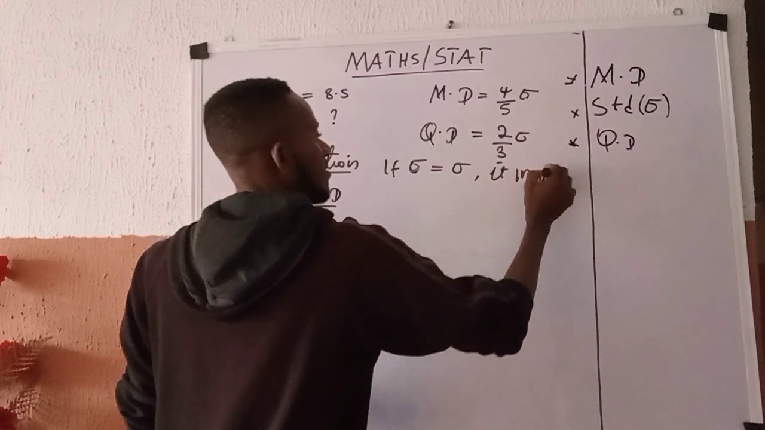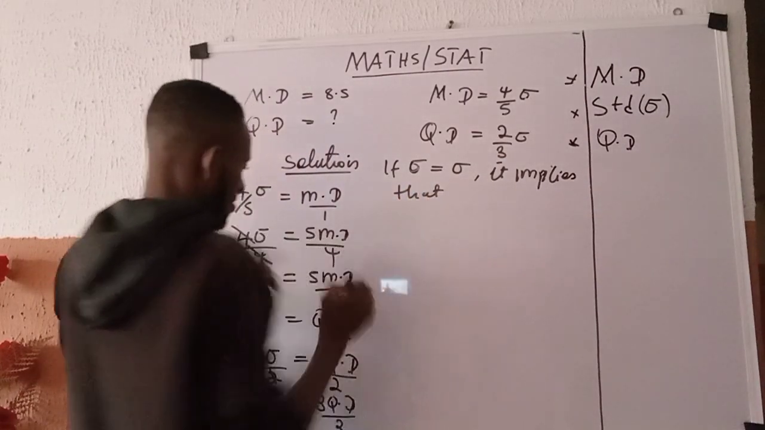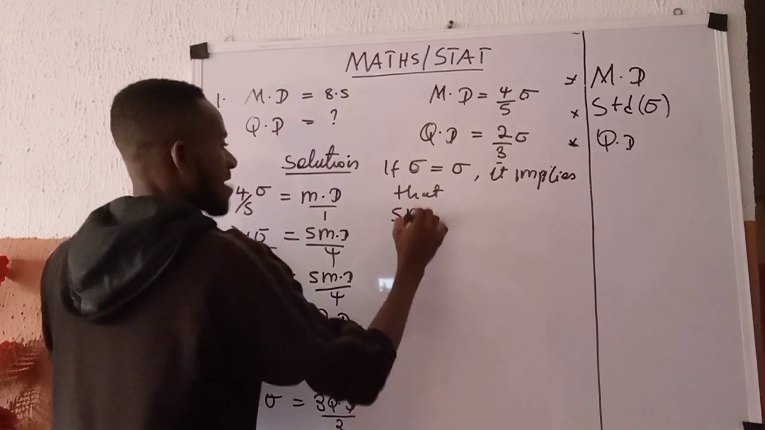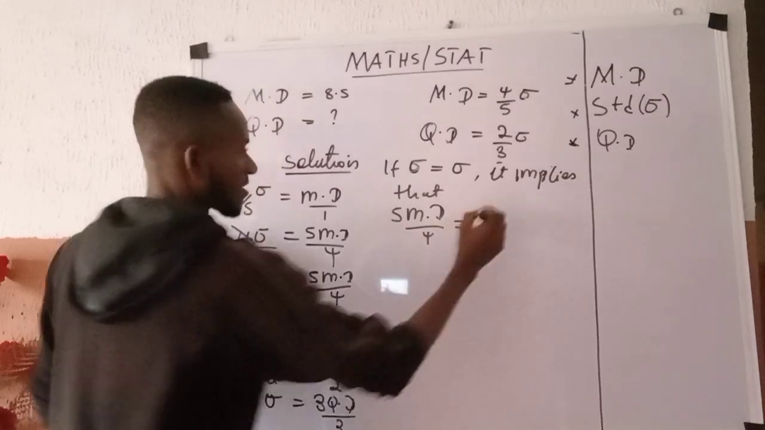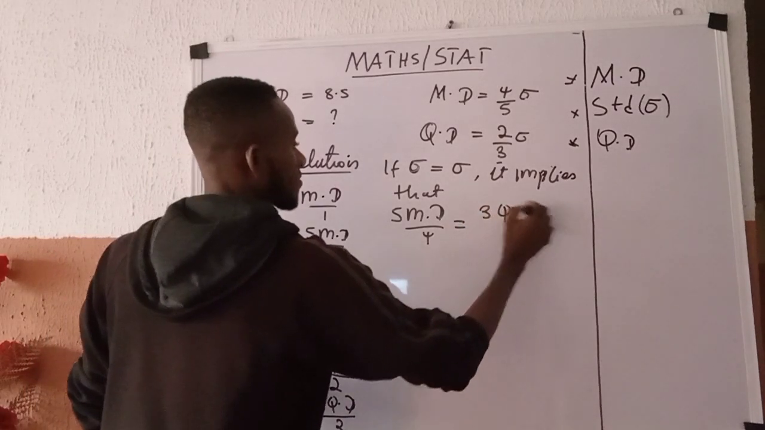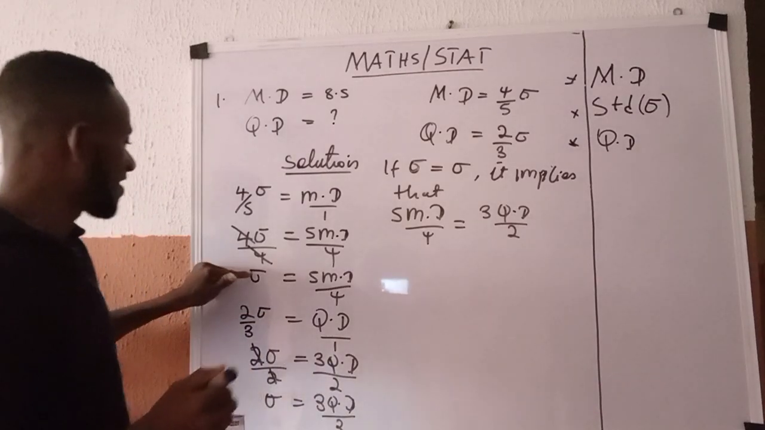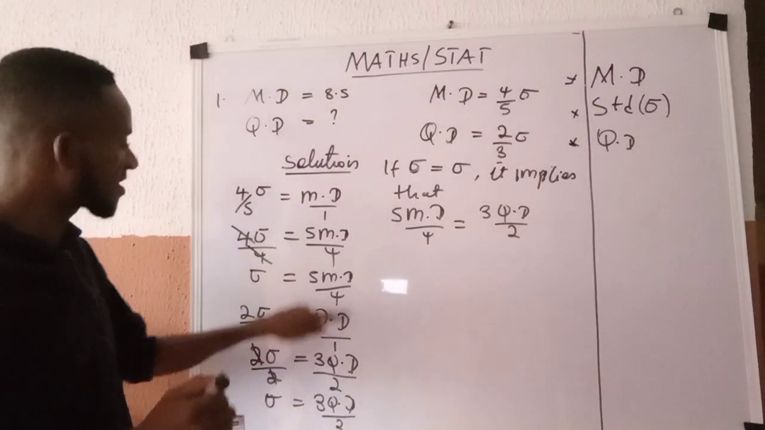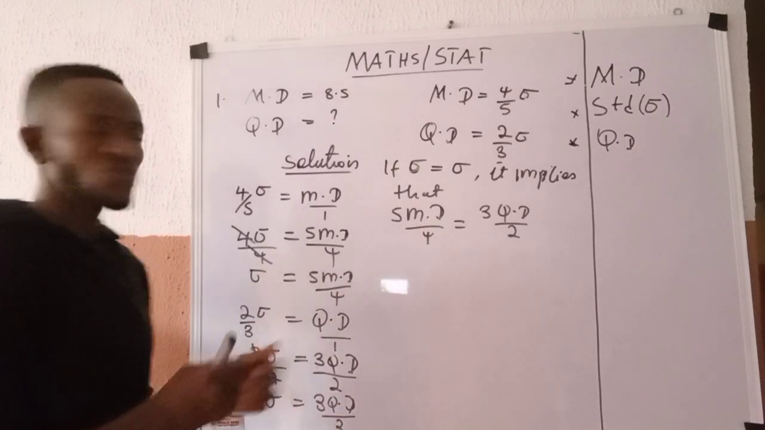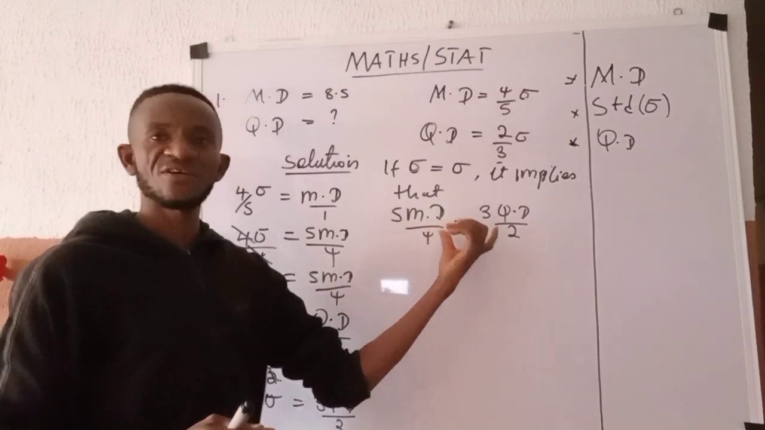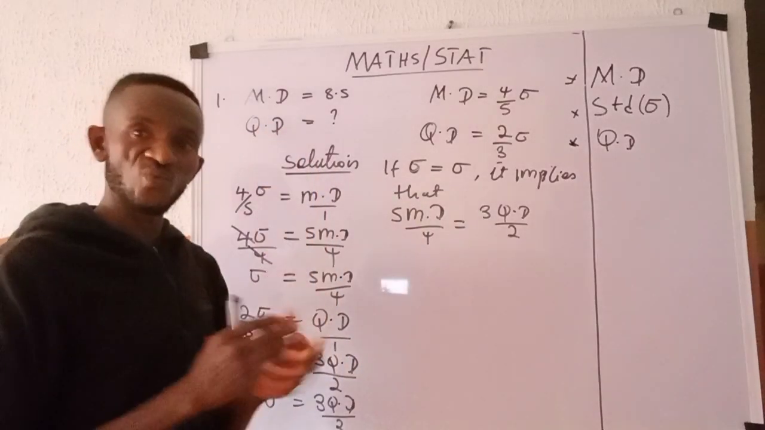It implies that 5MD/4 = 3QD/2. That is, if this equals this, it means this quantity equally equals this quantity, which is what I have. So with this equation, you can easily get the answer to this question.